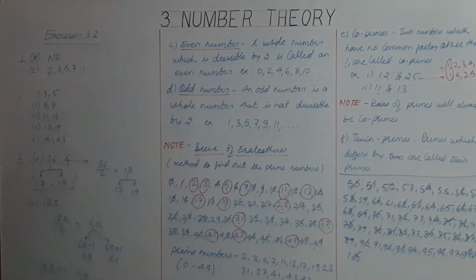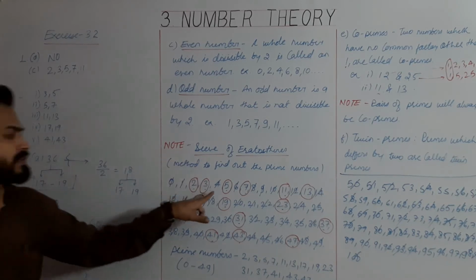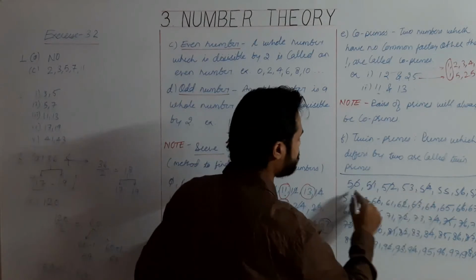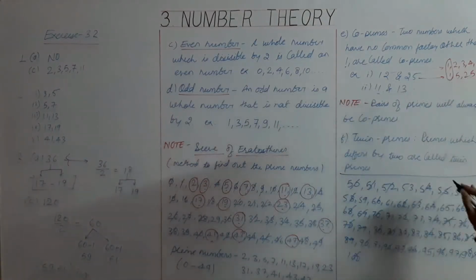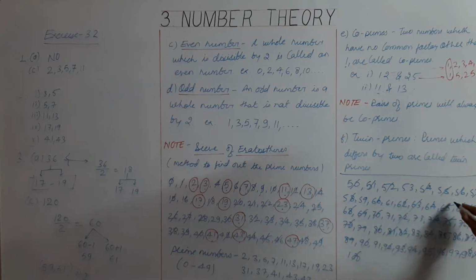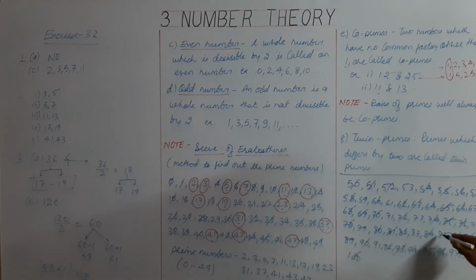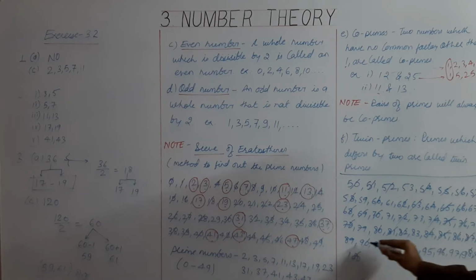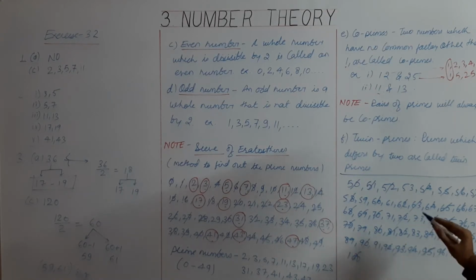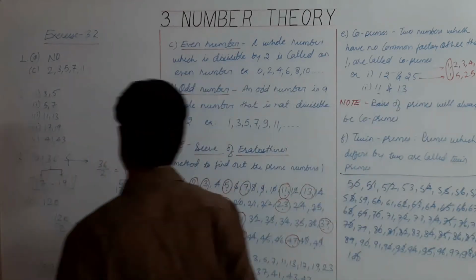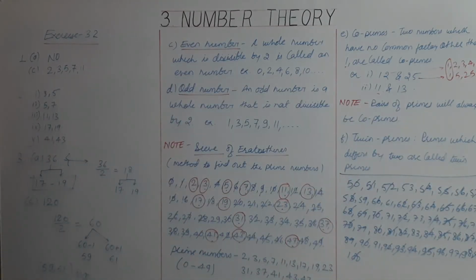Next, number 4 is already covered. Then the number is 5. We have to strike out all multiples of 5: 50, then 55, 60, 65, 70, 75, 80, 85, 90, 95, and 100.